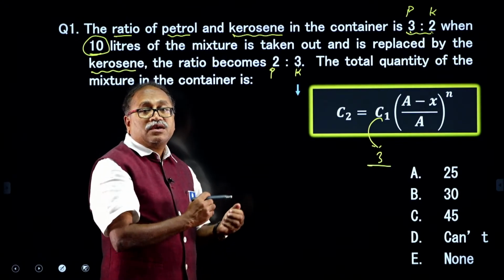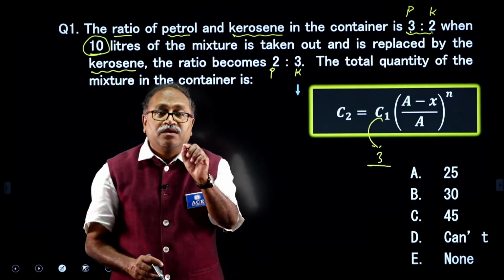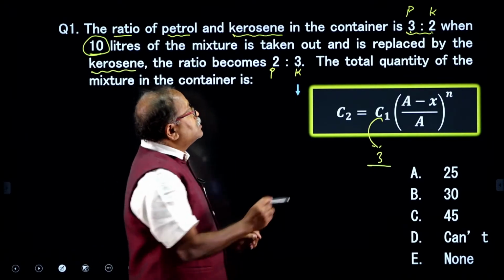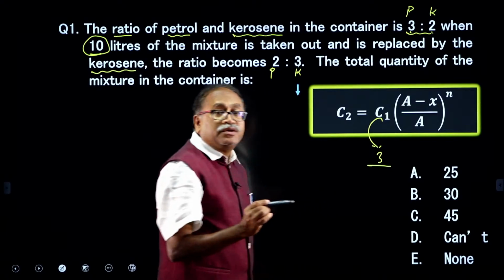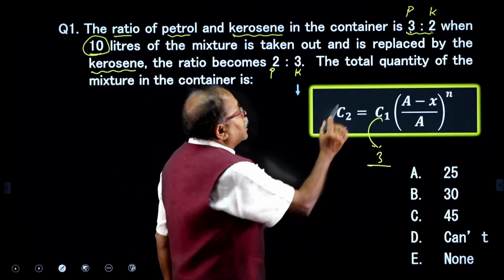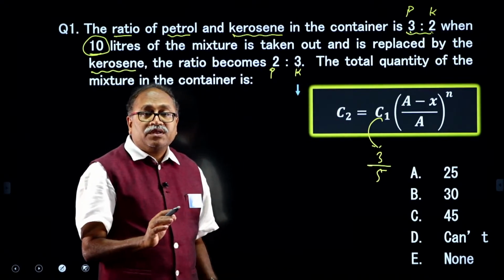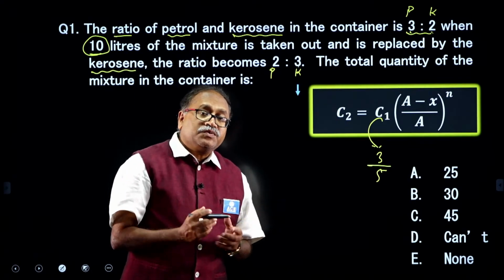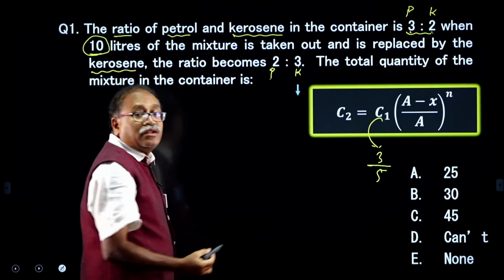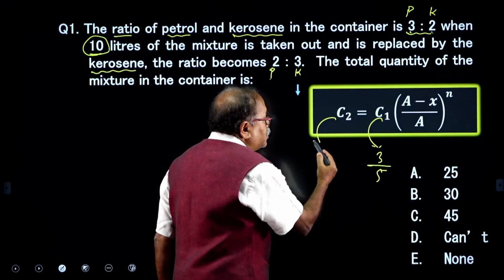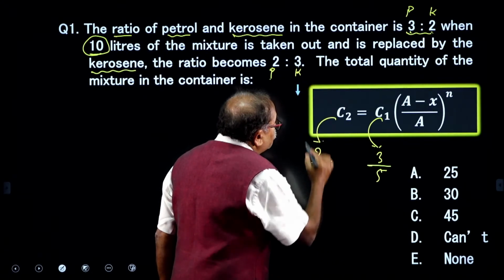Kerosene is again poured. So, the one which is constant should be written in the numerator. So, the petroleum is constant. So, write this petroleum in the numerator, and 3 plus 2, that is 5, 3 by 5, that is my C1. What is my C2? The C2 here is petroleum by total. So, here the C2 is petroleum is 2 by total, which is 2 plus 3, 5.